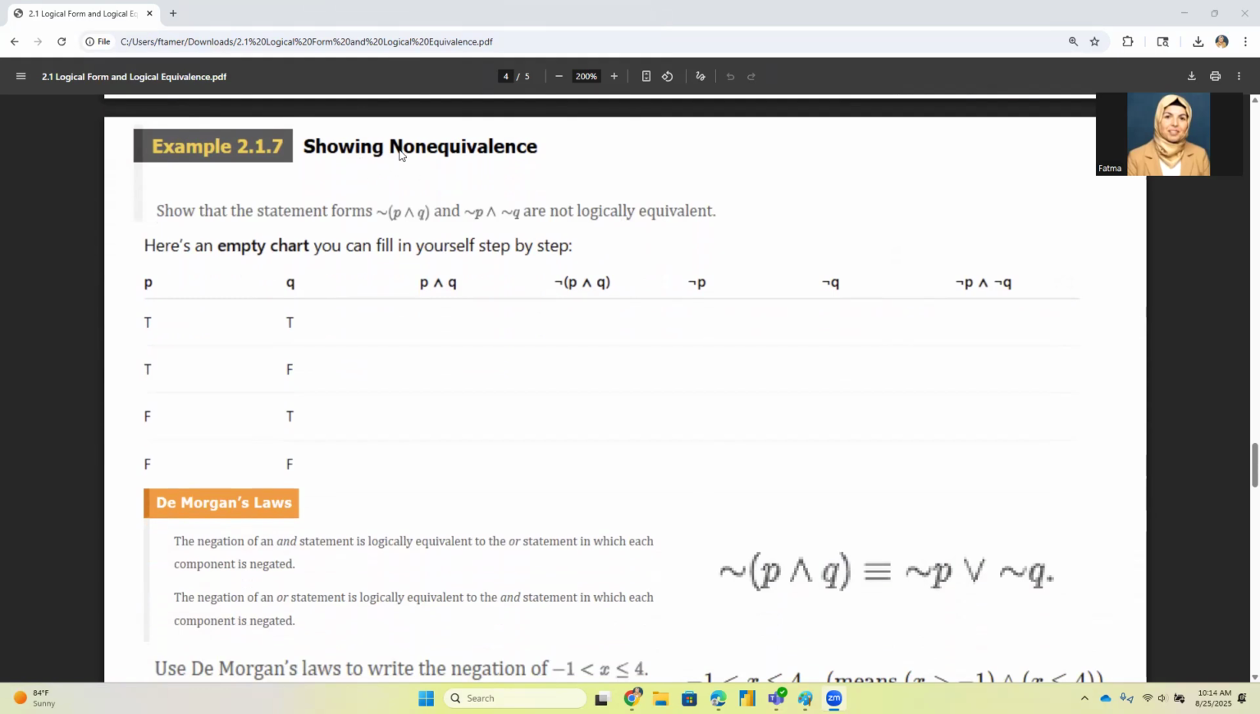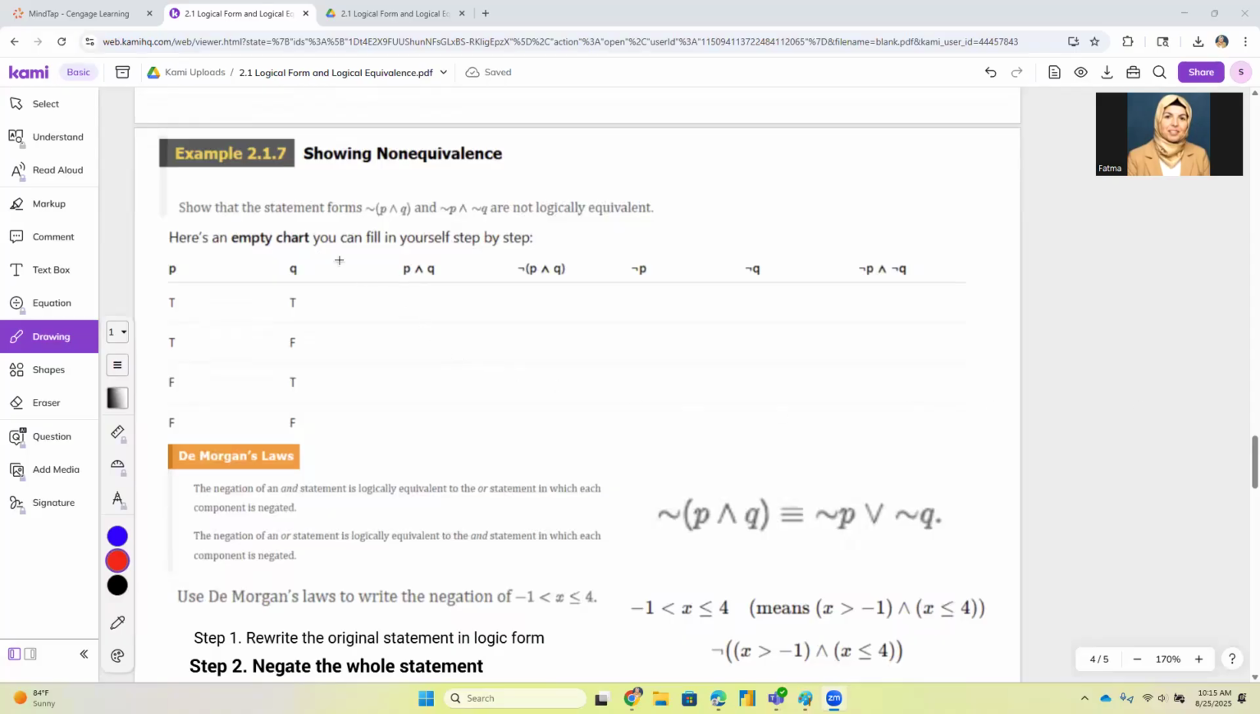So let's now show the non-equivalence. So we're going to show that here. For this example, our goal is to show that this one and these two are not logically equivalent. So we're going to have an empty chart here that we're going to fill in step by step. So these are the possibilities for P. These are the possibilities for Q.